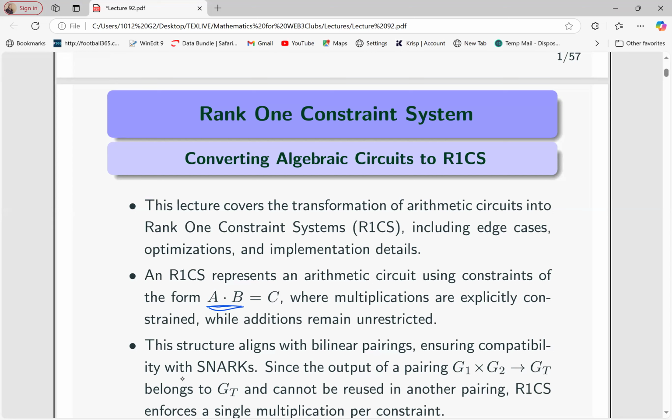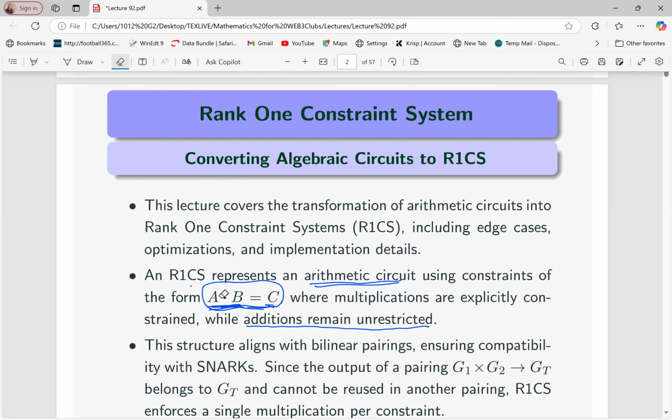That's why I've said a rank 1 constraint system represents an arithmetic circuit. An arithmetic circuit is just an equation of this form. So if an equation is of this form, then we shall say that this is a rank 1 constraint system. You can see this equation has only one multiplication on this side, and then you have the other side, but now we could have several additions. That's why I've said that additions are unrestricted. You do not need to have a set number of additions. You can have as many as you like, but you ensure that multiplication is only one in your equation.